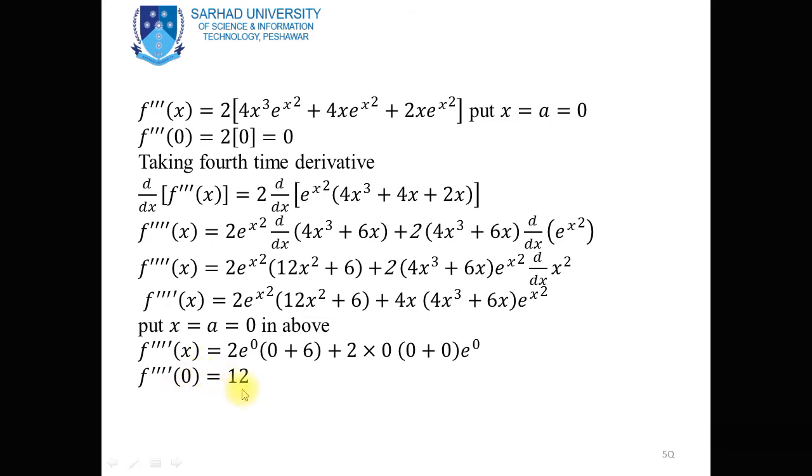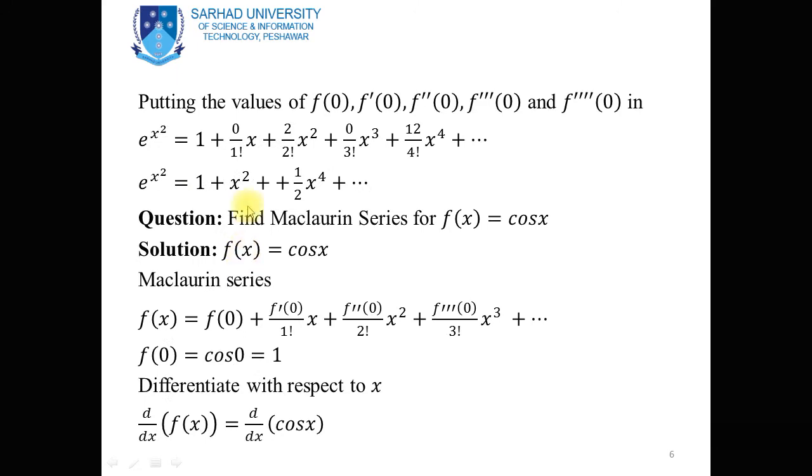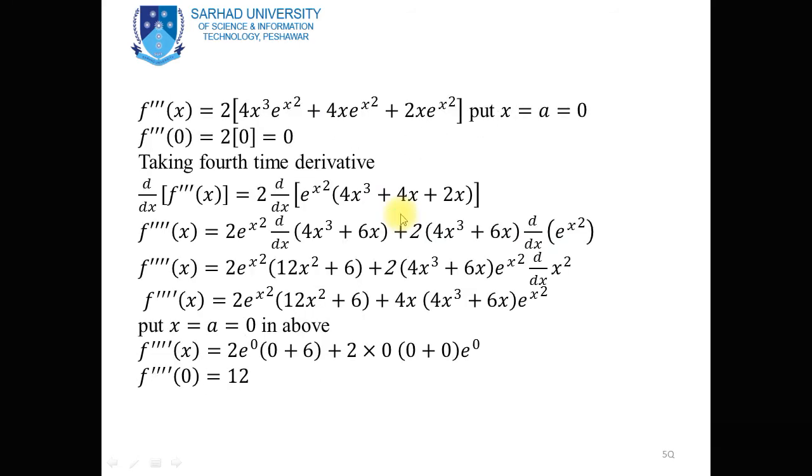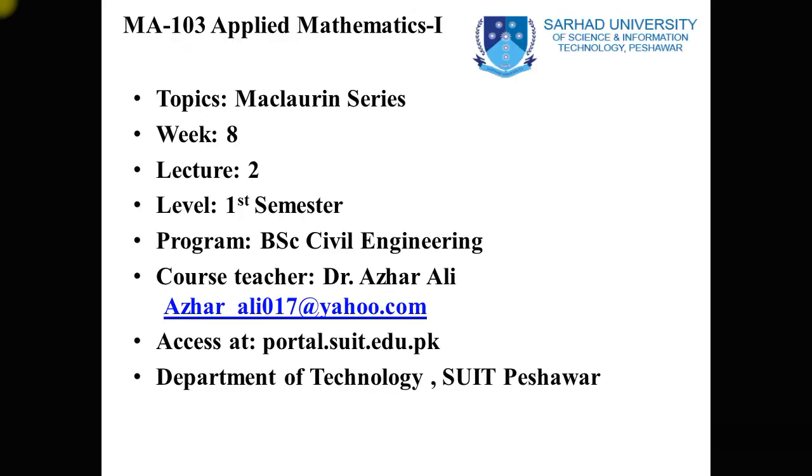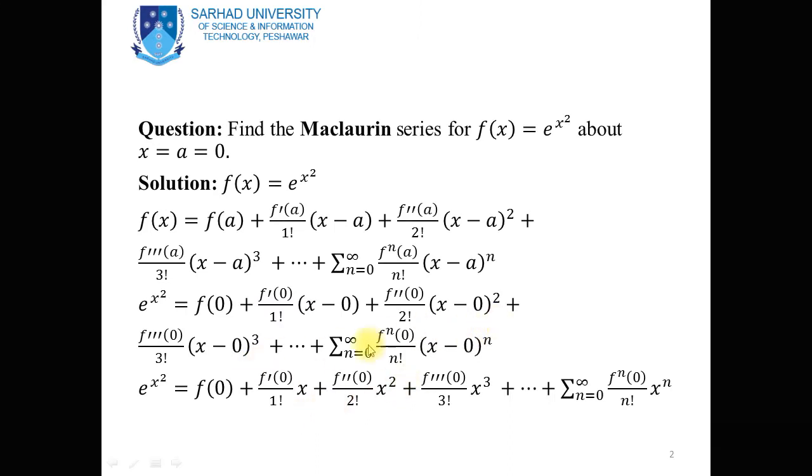Now putting all these results like you see over here: the value of the function at x is equal to 0, the first order derivative at x is equal to 0, the second order derivative at x is equal to 0, the third order derivative at x is equal to 0, and the fourth order derivative at x is equal to 0, in the series like you see over here in the previous slides. This is actually the series of the function. This is the Maclaurin series of the function.